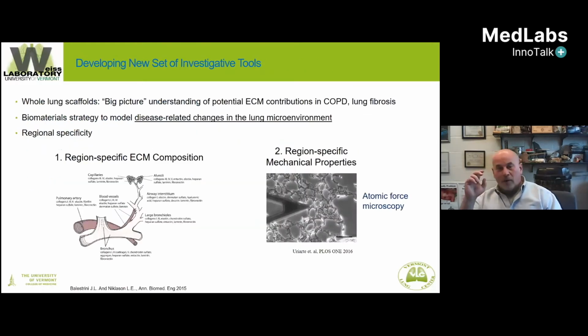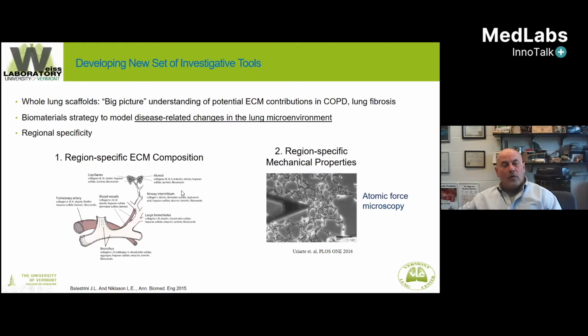And what this has done is given us a better new set of investigative tools. We can get a better big picture understanding, in particular of the extracellular matrix-cell interactions in emphysema and in lung fibrosis. And so we can come up with a variety of biomaterial strategies to model disease-related changes in the lung environment. And these are better models, to my mind, than lung on a chip and other things out there, because you have the three-dimensional structure that you can work with.